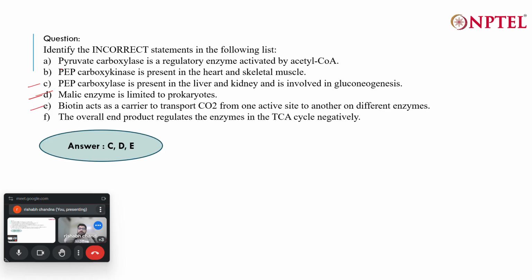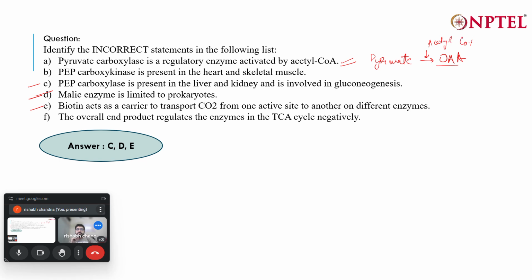Pyruvate carboxylase is a regulatory enzyme that is activated by acetyl coenzyme A. Yes, this is a correct statement. So pyruvate carboxylase is an enzyme that converts pyruvate to oxaloacetate. Okay, it can directly convert from pyruvate to oxaloacetate. So this enzyme is actually activated by the acetyl coenzyme A.